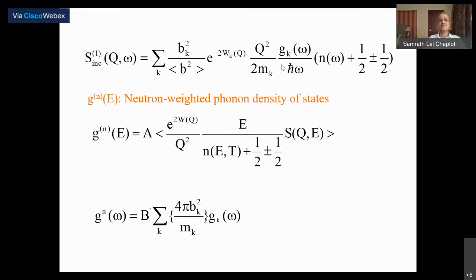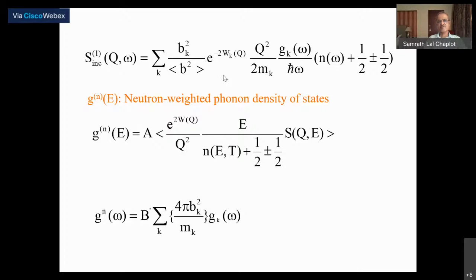So this is just written again, and we define what we call a neutron weighted phonon density of states, which can be written like this, and then all the remaining terms are taken out here. Instead of omega, I have written E here. E is equal to h cross omega. So what we actually derive from the scattering law, from the neutron scattering, is a neutron weighted phonon density of states, where obviously the atoms which have larger scattering lengths and smaller mass are going to contribute more.